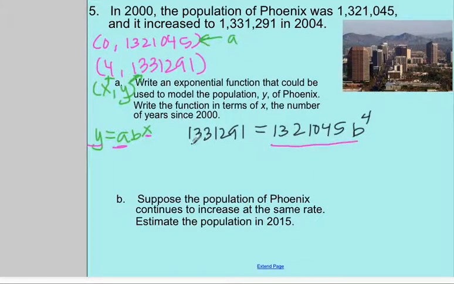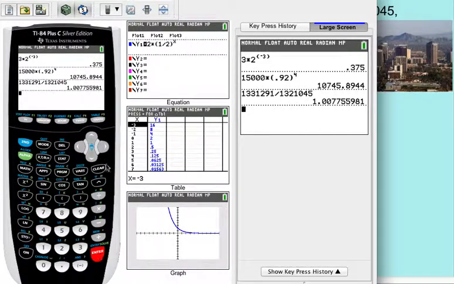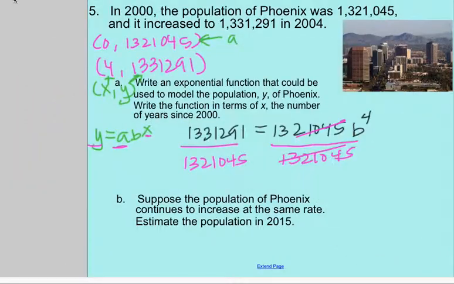First thing I would do is divide both sides by 1,321,045. Okay, I'm gonna do that on my calculator. So 1,331,291 divided by 1,321,045. Okay, so I'm gonna figure out what that is. Keep this value on your calculator though, okay? It's 1.0077, okay? So keep that value on your calculator. We're gonna use it in just a minute.